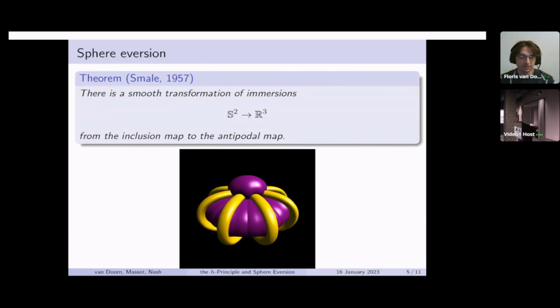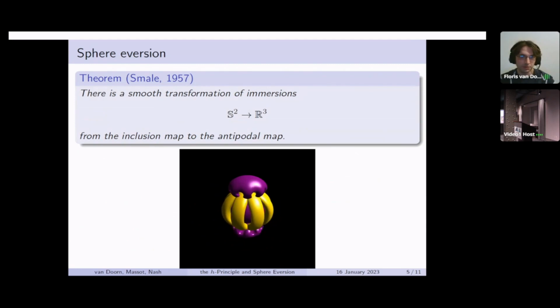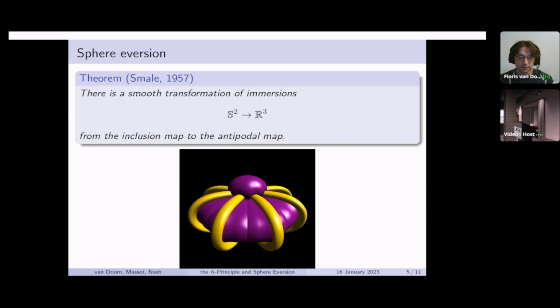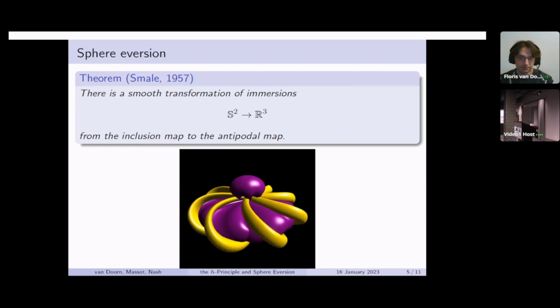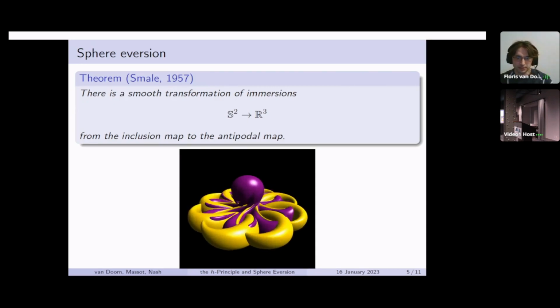And this was proven in the 50s by Smale. And so the formal, precise statement of this theorem is that we can find a smooth transformation of immersions from the sphere into R3 that starts at the inclusion map and ends at the antipodal map. And so this is a very counterintuitive result.